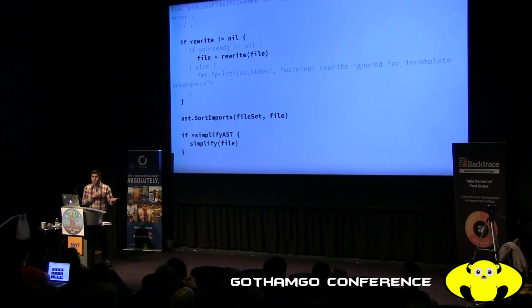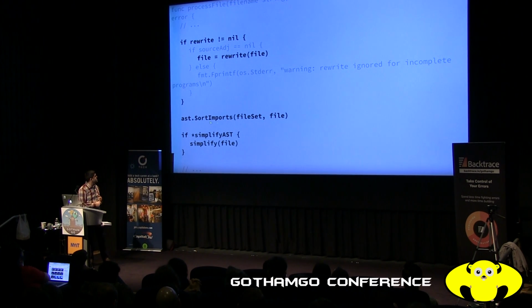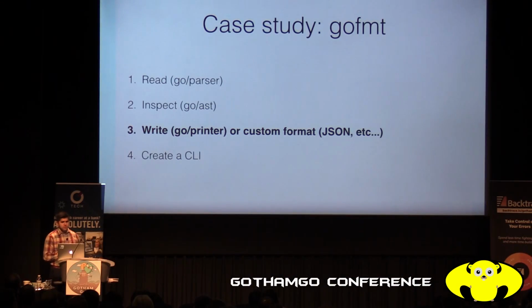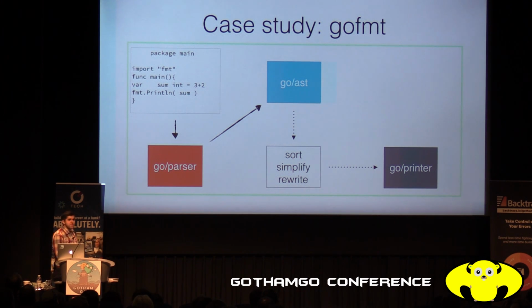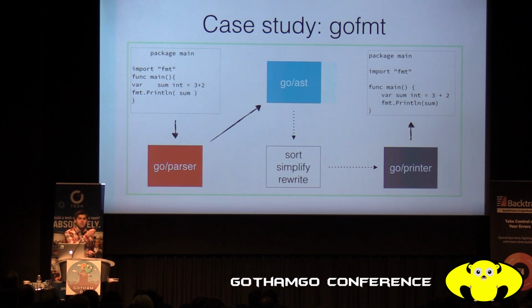If I pass the rewrite flag, it rewrites the node. The file is, by the way, of the AST type. And then it also sorts the imports. And then finally, it simplifies it, if the simplify flag is passed. And finally, write it back. We are going to use the Go printer for it. And in Go printer, it's just going to print the simplified or rewritten or unchanged source back to the standard output.